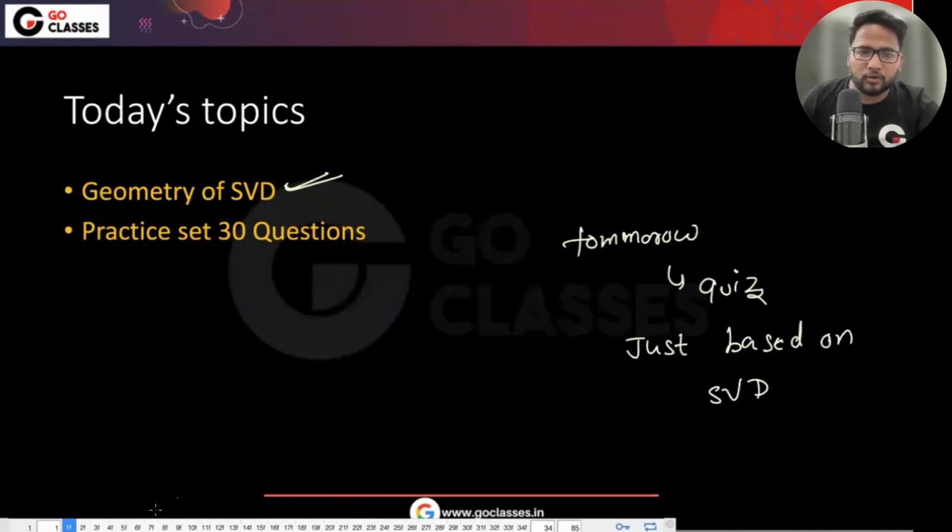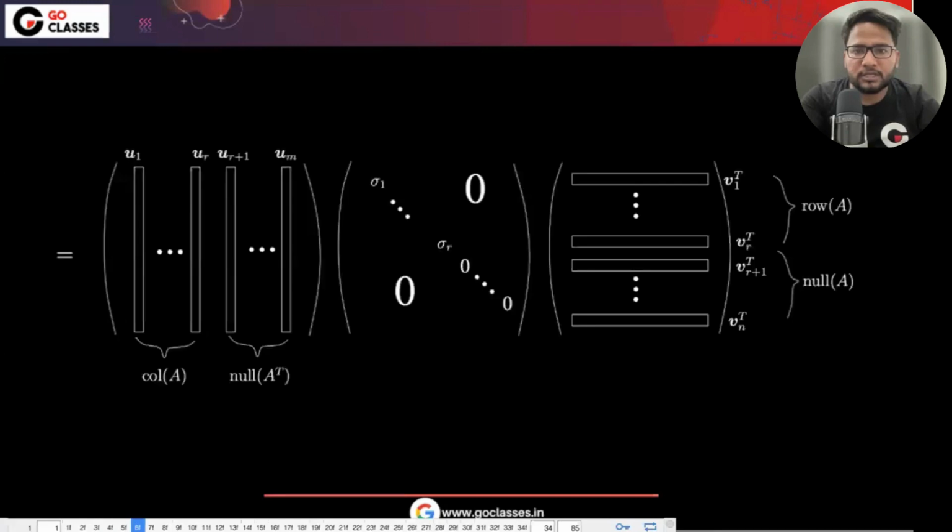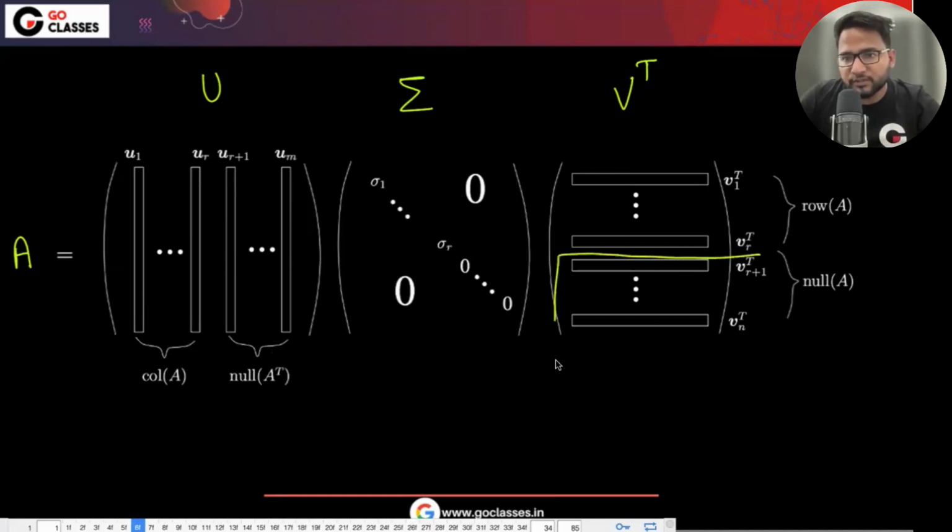So let's see what is the geometry of SVD. We have already seen that if an SVD is given to us, for example, let's suppose this is A, and this is U, this is sigma, this is V transpose. We have already seen that if the rank is R, then the initial R vectors are in the column space. And if I talk about the null space, these are the vectors which are in the null space. We already talked about it.